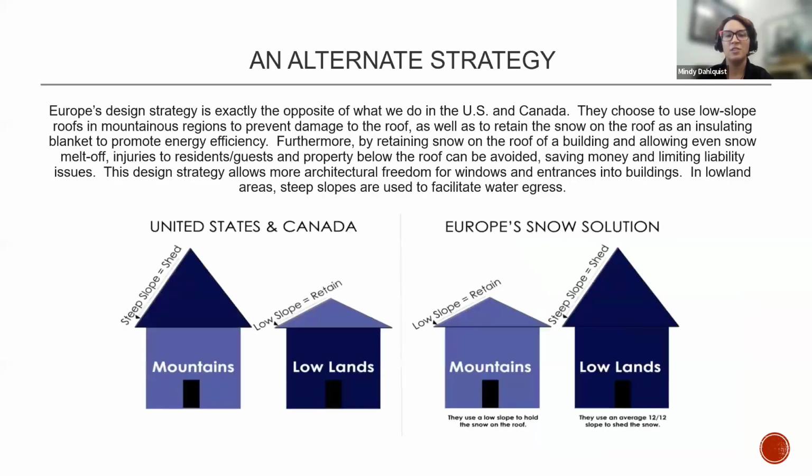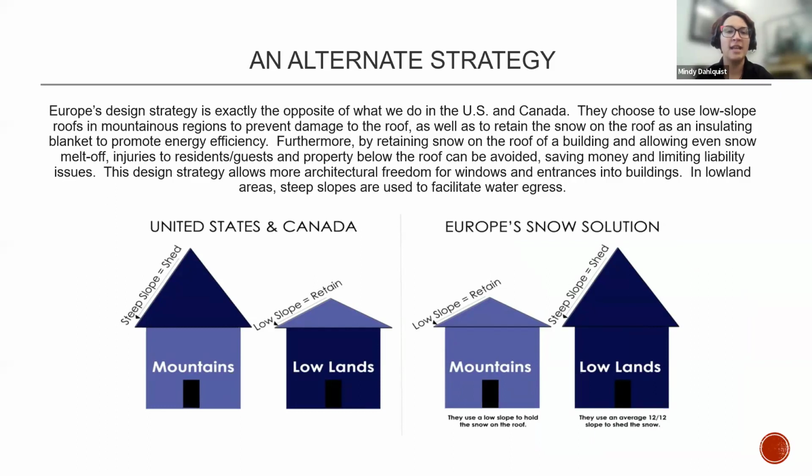So Europe has a different design strategy, and it's actually exactly the opposite of what we do in the US and Canada. We're not saying it's 100% right, it's just something that we've come across and learned. So they do choose to use a low slope roof in the mountainous regions to prevent damage to the roof, as well as retain the snow on the roof as an insulating blanket.